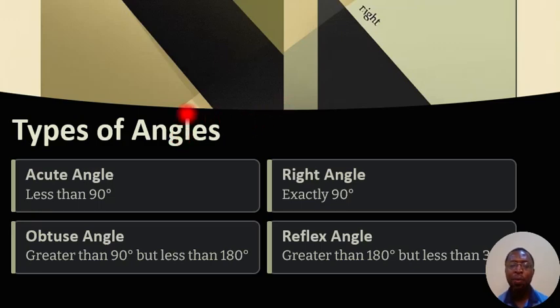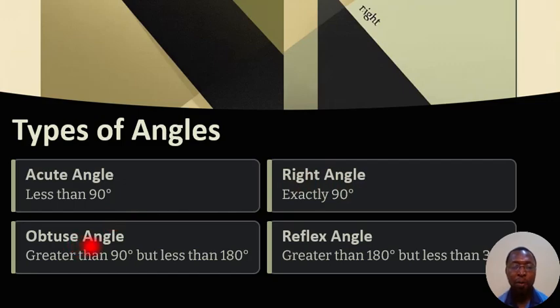Let's now look at types of angles. We have the acute angle. Any angle that is less than 90 degrees is known as an acute angle. Then we have the right angle. A right angle is exactly 90 degrees. Another word for a right angle is a 90 degree angle. Sometimes we call it a perpendicular angle.